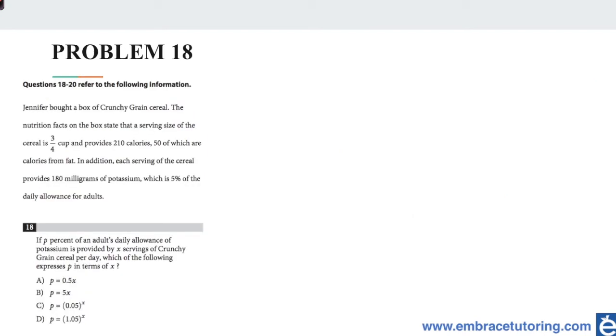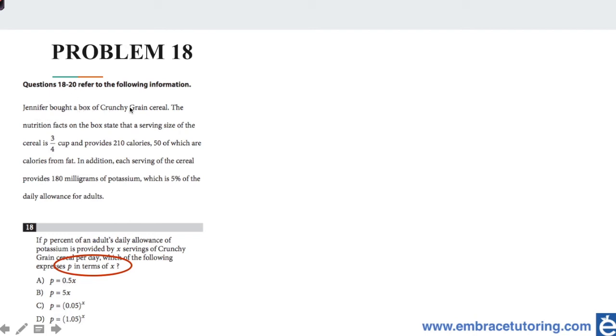Problem 18 states, if P% of an adult's daily allowance of potassium is provided by X servings of crunchy grain cereal per day, which of the following expresses P in terms of X? So let's go up here to see if we can decipher a little bit what we're going to need regarding this problem versus what we may need regarding problem 19 or 20.